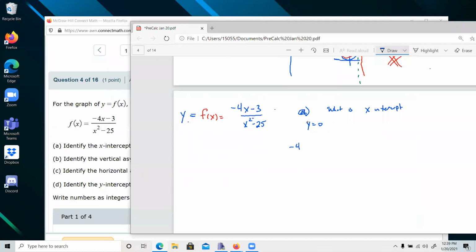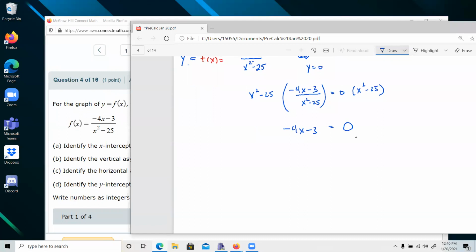So what we're going to do is say 4x minus 3 over x squared minus 25 is equal to 0. Going back to your intermediate algebra days or your high school days, how do you solve a rational equation? Well, the first thing you do is turn it into something that isn't a rational equation. These are terrible. So we're going to multiply by x squared minus 25. That's going to cancel the bottom. 4x minus 3 equals, oh, isn't that convenient, 0. And then we're just going to solve this.